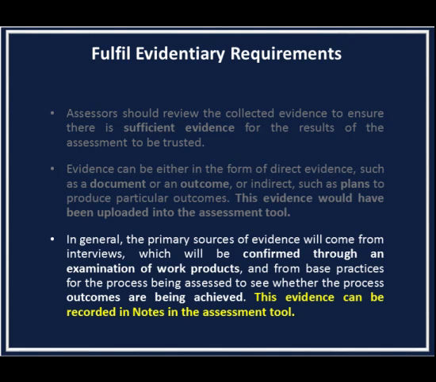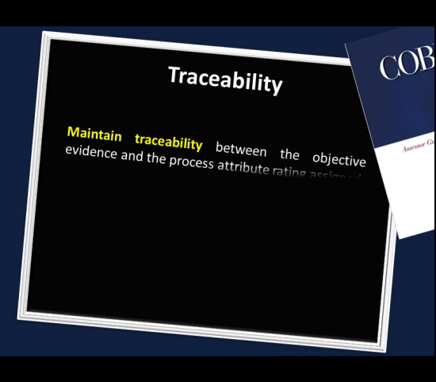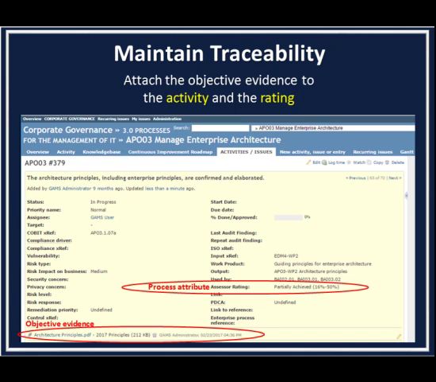In general, the primary source of evidence will come from interviews, which will be confirmed through an examination of work products and from best practices for the process being assessed to see whether the process outcomes are being achieved. This evidence can be recorded in the notes of the assessment tool. Maintain traceability between the objective evidence and the process attribute rating assigned. Ensure that for each of the process ratings, there's adequate objective evidence and that there's traceability.